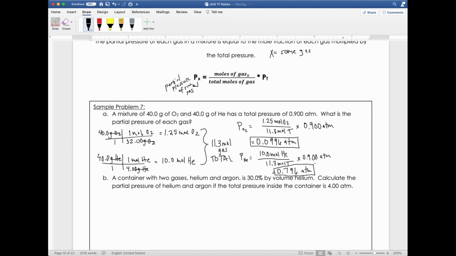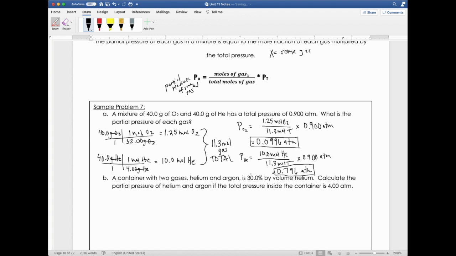Now, you didn't even have to do that second step because you know the total is 0.9. So if you have a total of 0.9 atmospheres, and if your oxygen exerts a pressure of 0.0996, if you subtract that, you should get something relatively close to 0.796. Now, when I did that, I get 0.8, but I think it has to do with significant figures, which we're not going to worry about getting differences in answers with significant figures. But you should get the same exact thing.